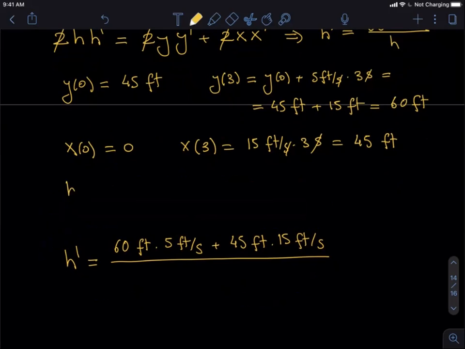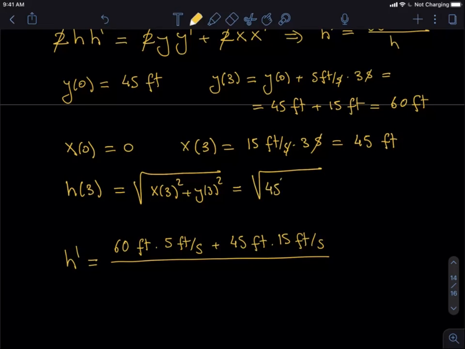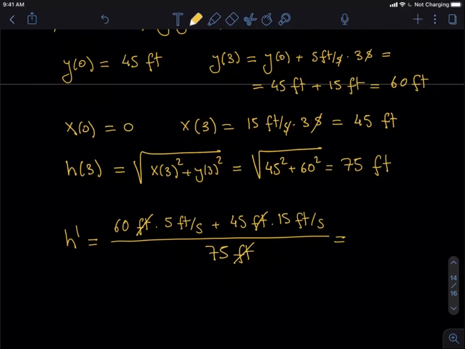All right, so h of 3 is the square root of x of 3 squared plus y of 3 squared, Pythagorean theorem. And this is the square root of 45 to the power 2 plus 60 to the power 2. And when you compute this, you get 75 feet. Oops, that's not the final result. So we divide by 75 feet, going back to where we were. And now you do the detailed computation, this gives 13 feet per second.